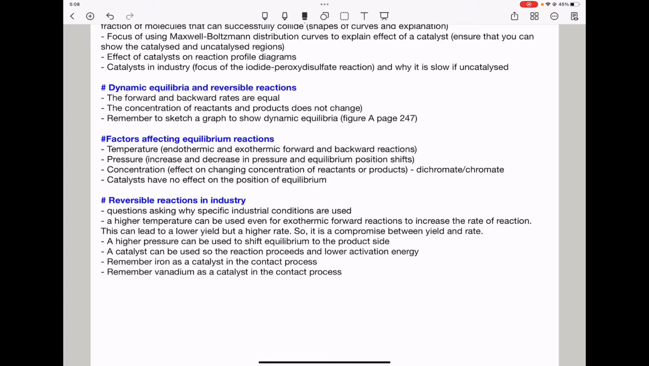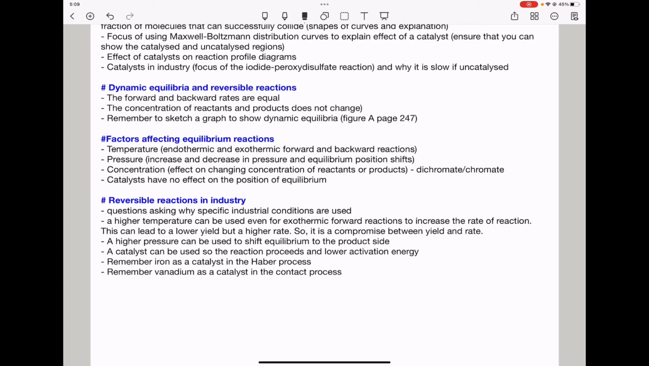This is usually attached to questions that are 6 marks, asking you specific conditions and why they are done in industry. Why do they use a higher temperature for a reversible reaction if the forward reaction is exothermic? They could ask about a higher pressure and why it's used. A higher pressure can be used to shift equilibrium to the product side, and a catalyst can be used so the reaction proceeds at a lower activation energy.